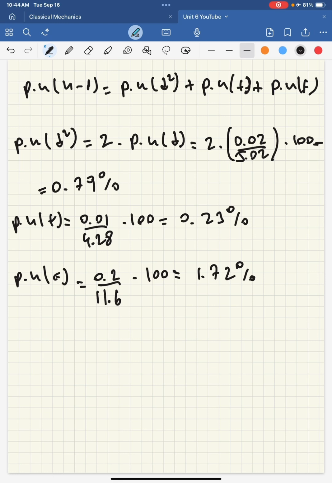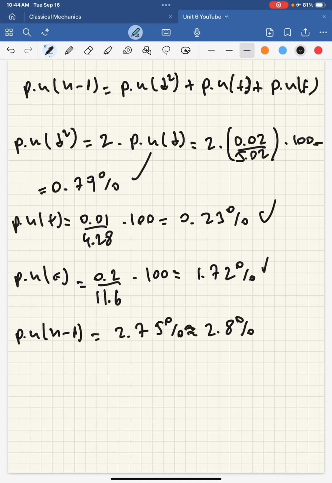And then the percentage uncertainty in f is 0.2 over 11.6 times 100, gives 1.72%. Now the percentage uncertainty in n minus 1 is simply the addition of these three, which gives me 2.75%, so about 2.8%. I rounded it. So the absolute uncertainty in n minus 1 is 2.8 over 100 times 0.63, which is 0.018.